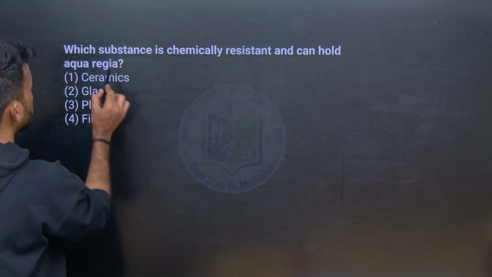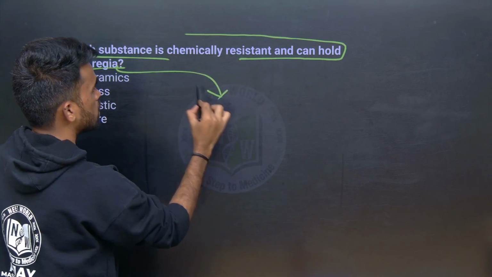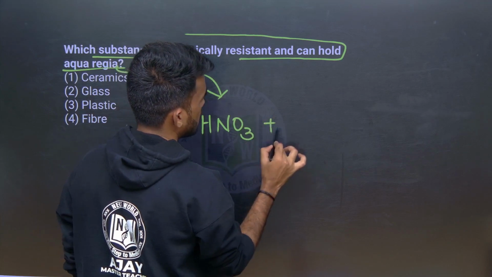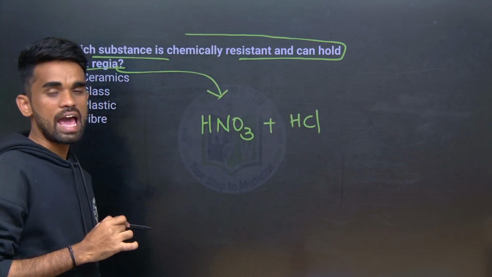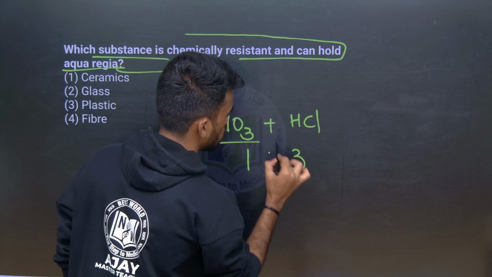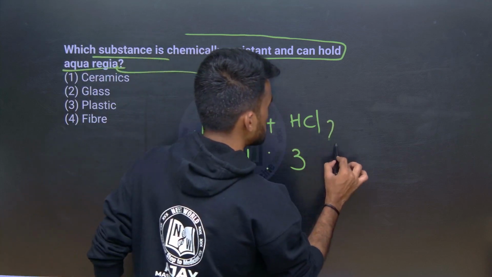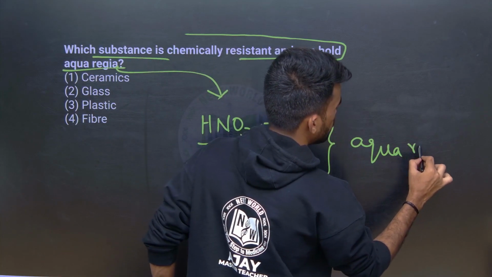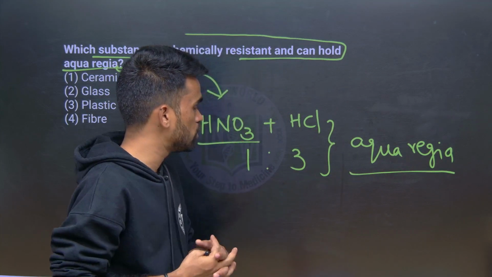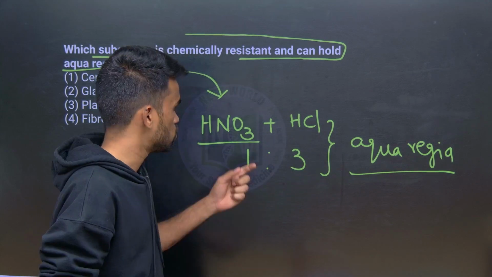Next: which substance is chemically resistant to hold aqua regia? Tell me, what exactly is aqua regia? It is a mixture of HNO3 and HCl. Both are acids, right? Here we should take them in a 1:3 ratio. The mixture of HNO3 and HCl in a 1:3 ratio is called aqua regia. Where do we use this? Generally we see it in jewelry shops, where they use it for dissolving metals like gold, platinum, silver and so on.